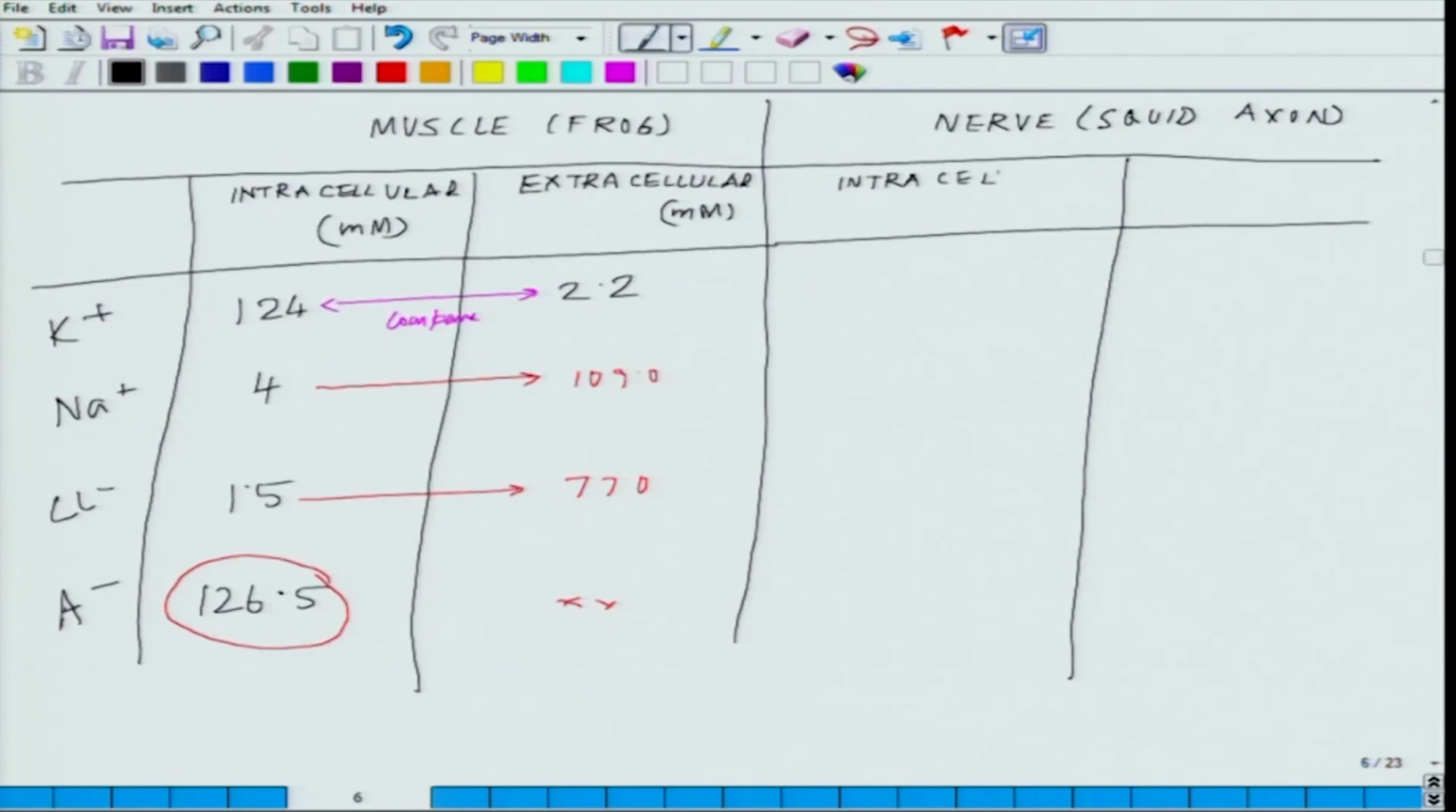intracellular in terms of millimolar, extracellular in terms of millimolar. So, for potassium, intracellular potassium is 397 millimolar, whereas it is 20 millimolar in extracellular.